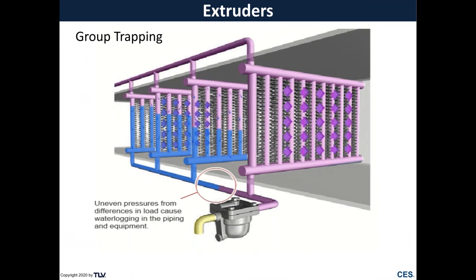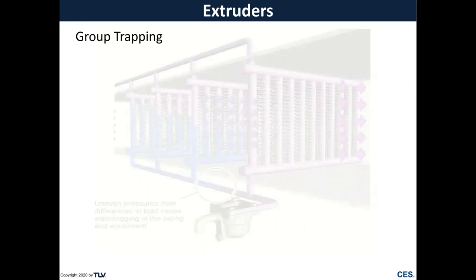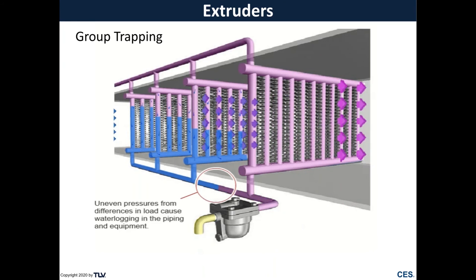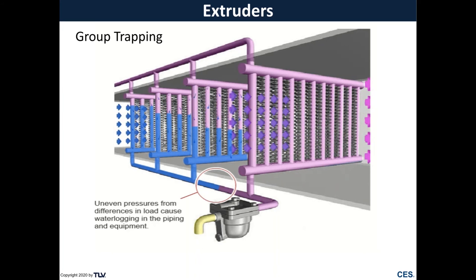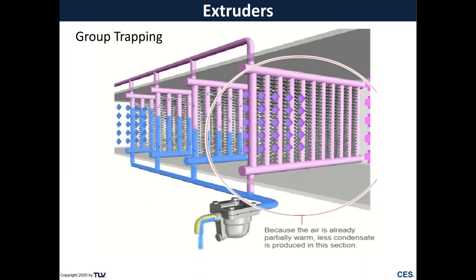This animation shows four identical heating coils, but with different heating loads and different pressure drops. When joined together at their outlets, the balancing of these pressures may cause some coils with heavier loads to back up condensate, significantly reducing the heating capability of those coils.